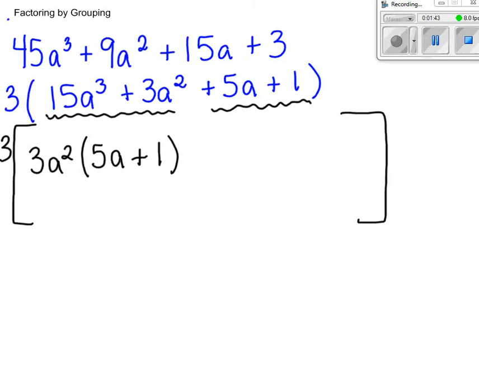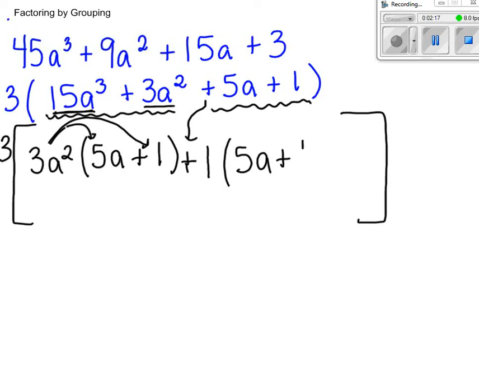Remember, I should be able to check myself by going backwards. If I take this 3a squared and distribute it, I should get what I started with. 3a squared times 5a is this 15a cubed right here. And 3a squared times 1 is this 3a squared. So I'm feeling pretty good. Then I drop down this plus sign, and I say, what do the last 2 terms have in common? Well, it doesn't look like they have anything in common, so I'm just going to say they have a 1 in common, which leaves me with a 5a plus 1.